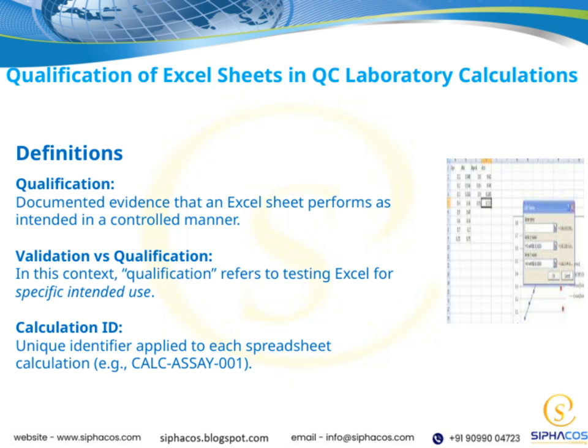It's a more focused process, making sure that the spreadsheet performs correctly for the specific calculations we need. Another critical point is the calculation ID. Think of this as a unique identifier assigned to each spreadsheet calculation, like CALC Assay 001. This helps us keep track of each calculation, ensuring traceability and accountability in our data management. Overall, these concepts, qualification, validation, and calculation ID, are fundamental for maintaining the integrity and reliability of our laboratory calculations. They help us uphold quality standards and ensure that our data is trustworthy.